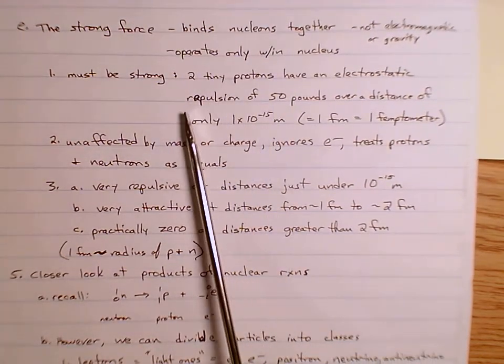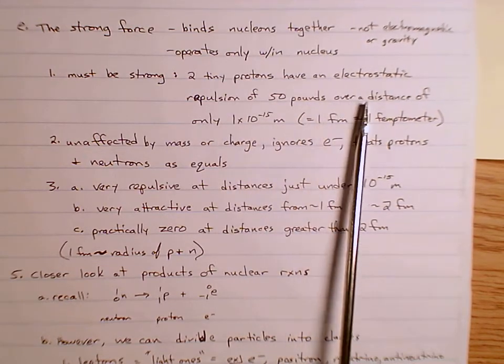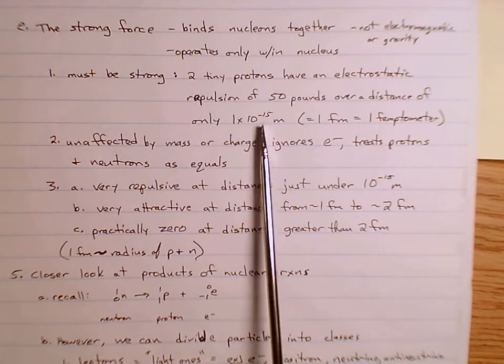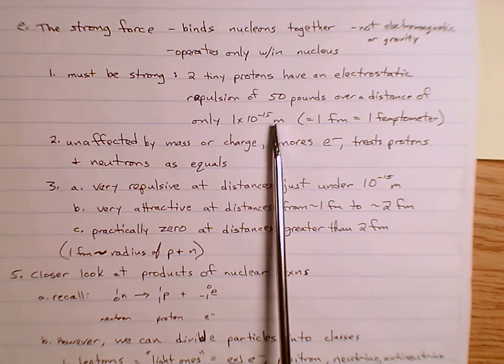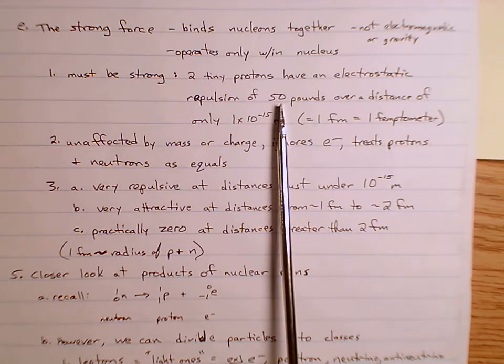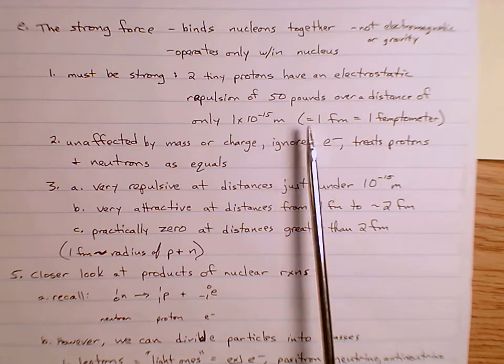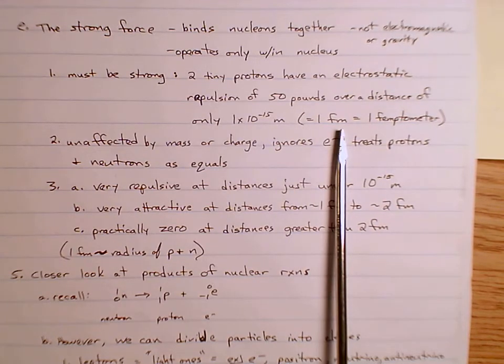Two tiny protons have an electrostatic repulsion of 50 pounds over a distance of only 1 times 10 to the minus 15th meters. They're very, very small, but they're full positive charges, so that's a pretty strong repulsion. 1 times 10 to the minus 15th meters is 1 femtometer.